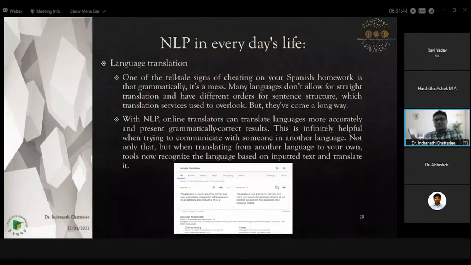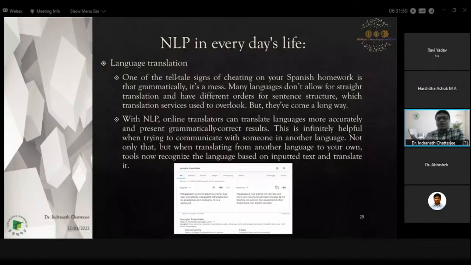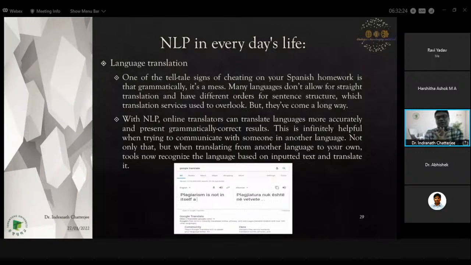So machine language translation, or machine translation, is a huge thing. The magical part of machine translation is that it not only translates word by word, it also tries to maintain the linguistic structures. For example, the grammar in every language is different. In some languages the verb comes in the middle, in other languages the verb comes at the last, right? So for example, in English we put the verb in the middle, while in Hindi, Bengali, or most Indian languages we put the verb at the last. So this is the difference between these things.